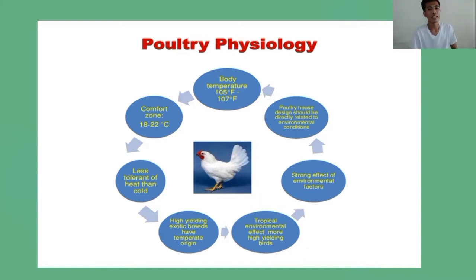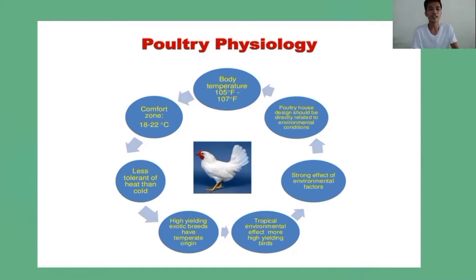The desirable body temperature for chickens is 105 degrees Fahrenheit to 107 degrees Fahrenheit. Comfort zone is 18 to 22 degrees Celsius. Chickens are less tolerant of heat than cold because of their feathered body. High-yielding exotic breeds have temperate origin.